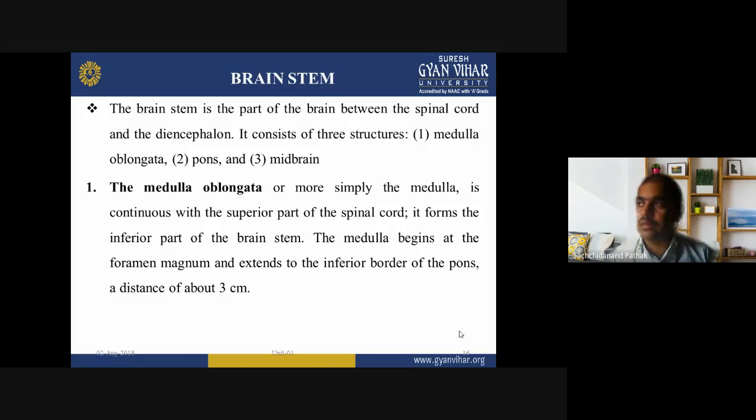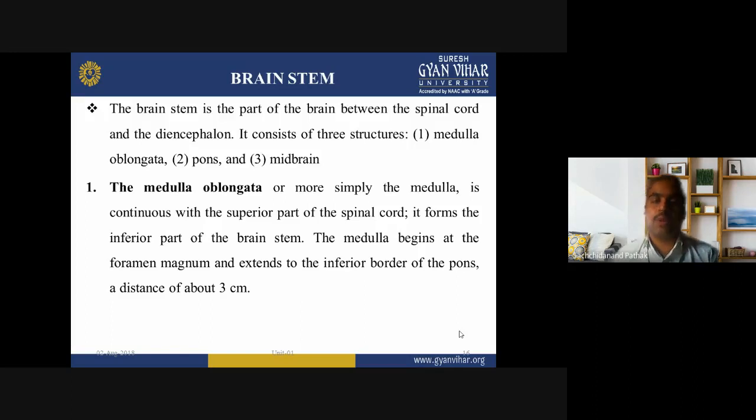After that there will be the brain stem. So we have seen the first one is the cerebrum, then the diencephalon. Now it is the brain stem. The brain stem is the part of the brain between the spinal cord and the diencephalon. So between the spinal cord और diencephalon के बीच का part. It consists of three structures: medulla oblongata, pons, and midbrain. So ये तीन तरह के structure आपको किसमें देखने को मिलेंगे? Brain stem में.